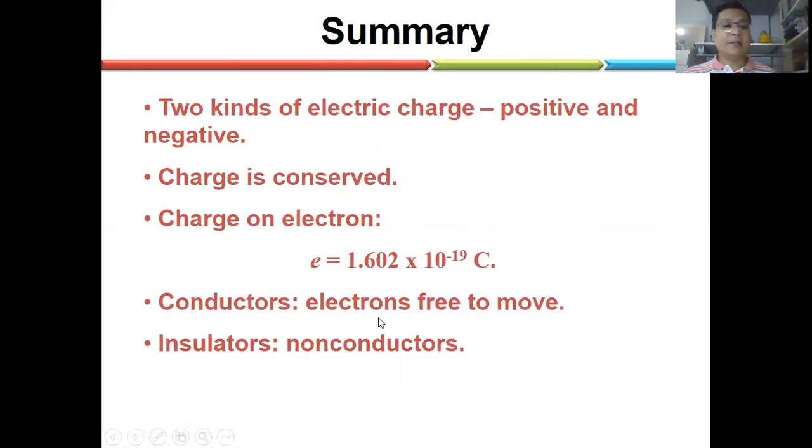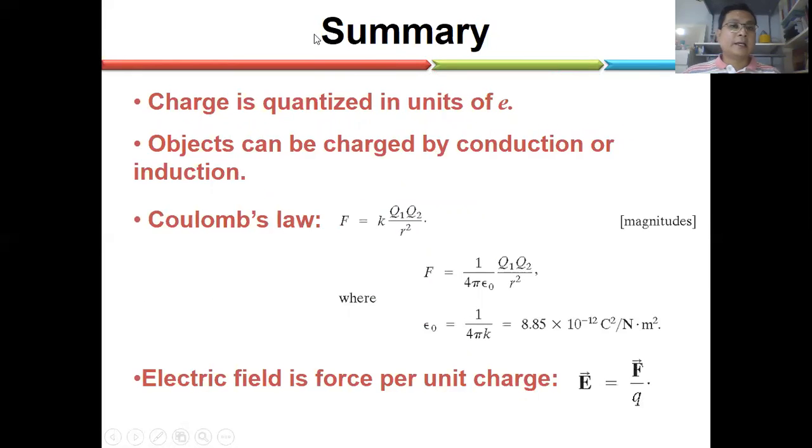Another point we can conclude: in a conductor, electrons are free to move, so electrons can move freely in the material we call a conductor. An insulator is a non-conductor, the opposite of a conductor, so charge cannot transfer freely in the material. Another point in the conclusion: charge is quantized in units of e, the electron charge.